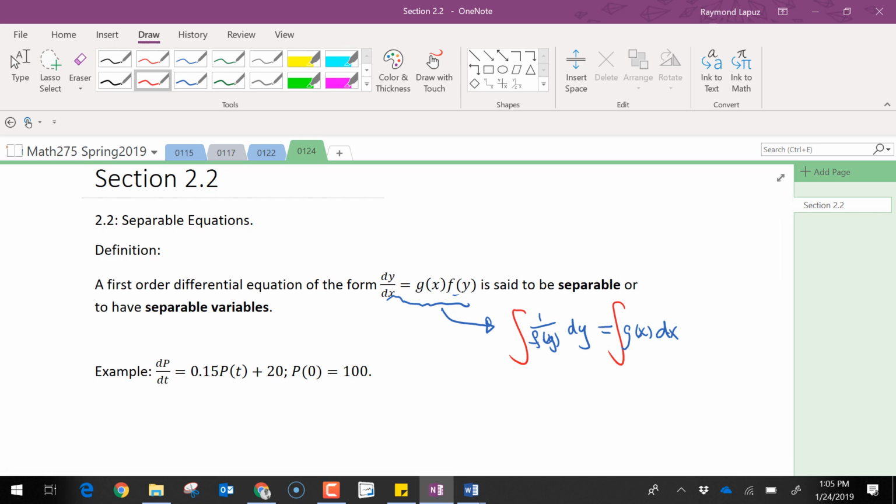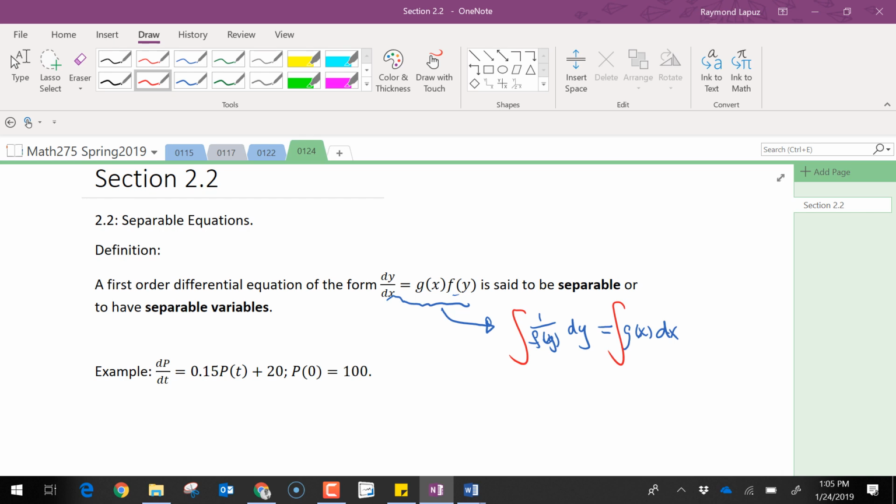you've separated them. You can integrate it. You can get rid of the differentials. And then now you just have a relationship between x and y. And then if you can solve for y, then you can explicitly solve for y. And if not, then you might just have to keep it as an implicit solution.